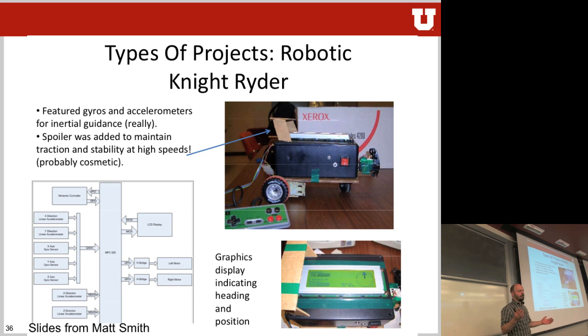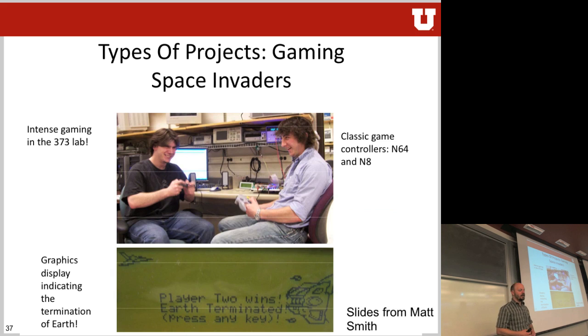Think about robots, right? Lots of robots have embedded systems. These guys made a little Knight Rider that they drove with a Nintendo gamepad, and they had a little display on top that was driving around and telling you which direction you're going. These guys made a little game. They used Nintendo, I think N64 controllers, and they made a little game on a small LCD display.